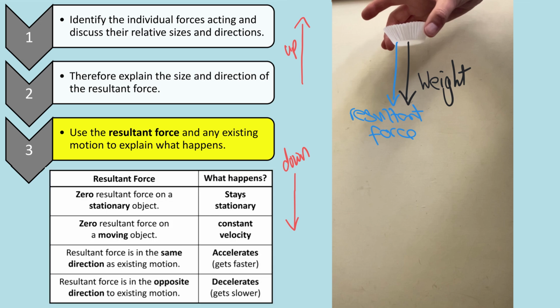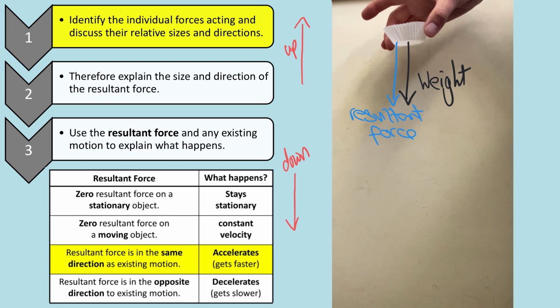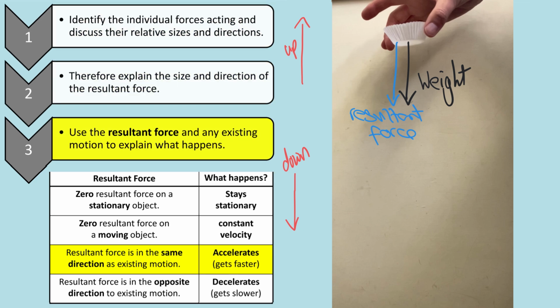Since it's stationary and the resultant force is down, it causes it to accelerate down. So to put that all together, when the cupcake case is first released, the only force acting is weight, which is acting down, therefore the resultant force is down, and therefore the cupcake case will accelerate down.